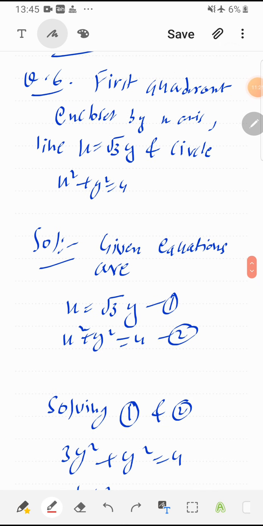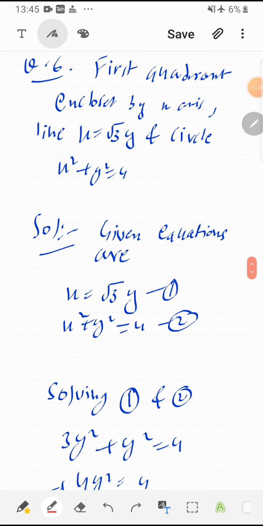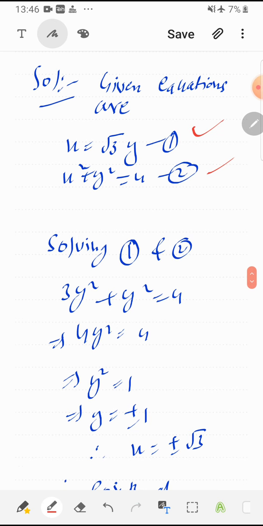Now let's check a very good question of NCERT exercise. Find area in the first quadrant enclosed by x-axis, line x is equal to root 3 y, and circle x square plus y square is equal to 4. Now it is the question in which two curves are given, no direct limits are given, so we have to find the point of intersection first of all. So first step is writing equations, given equation. After that I am solving 1 and 2 equation.